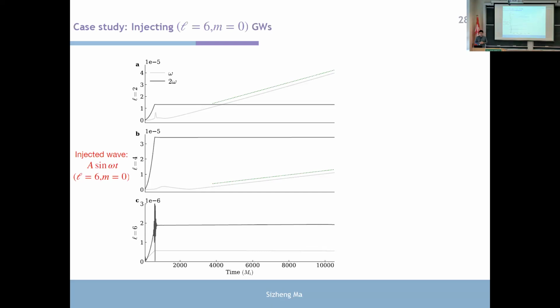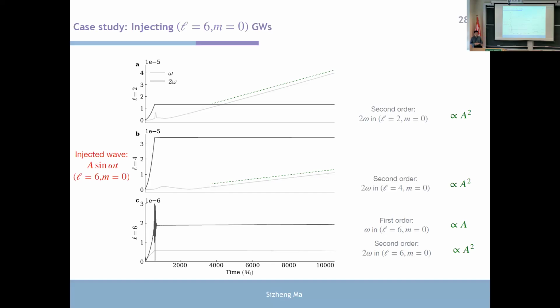So to study this, we inject 6-0 gravitational waves into a spacetime, and again we see a bunch of mode excitations. In the 6-0 harmonic, we have this omega component, which arises as a first order effect. Its amplitude scales with A, and we also have this second order mode 2 omega, which comes from the second order coupling; its amplitude scales with A squared. We also found this 2 omega in the 2-0 harmonic and 4-0 harmonic, both of them second order effects.